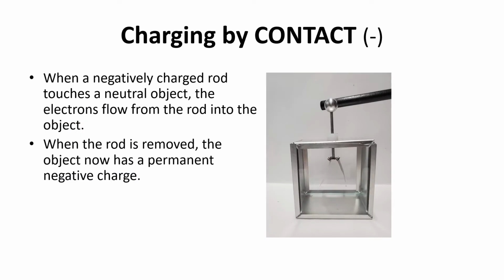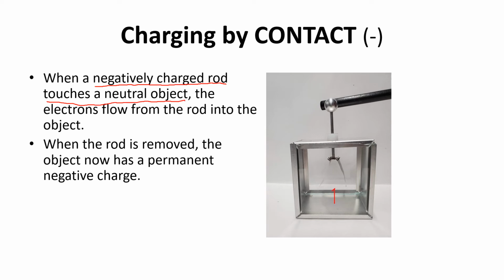All right, so the second way of getting a static charge is by contact, and it depends on the object what type of charge you will get when contact is made. So if we take something like our negatively charged rod and we touch it to something that's neutral, like this electroscope, you'll see that the electroscope becomes charged, right?